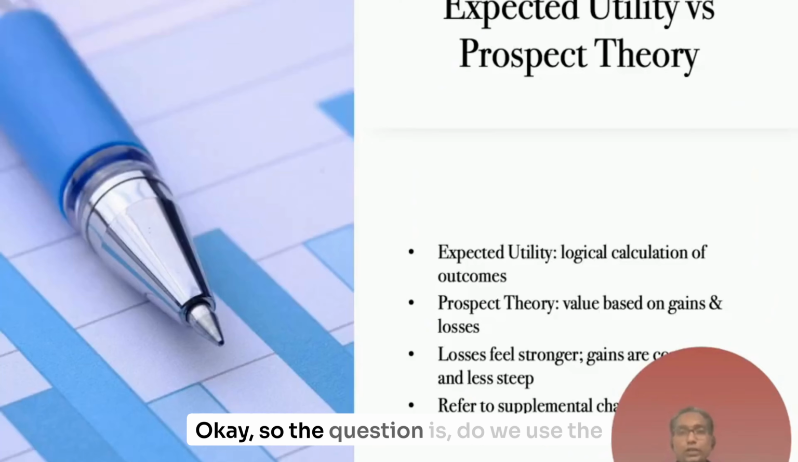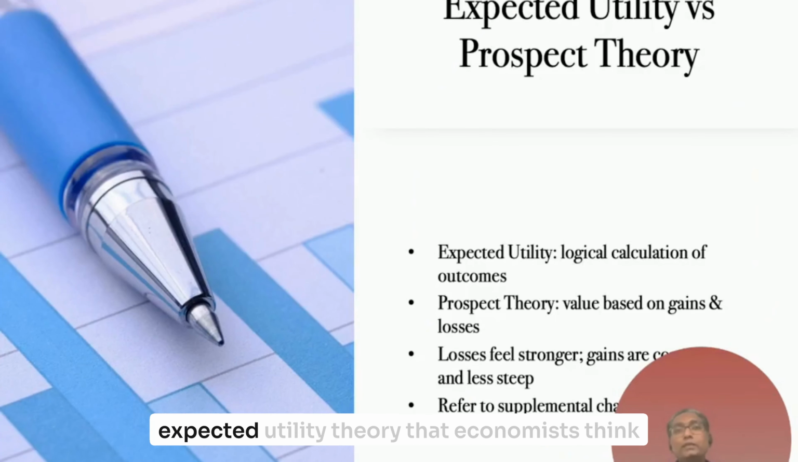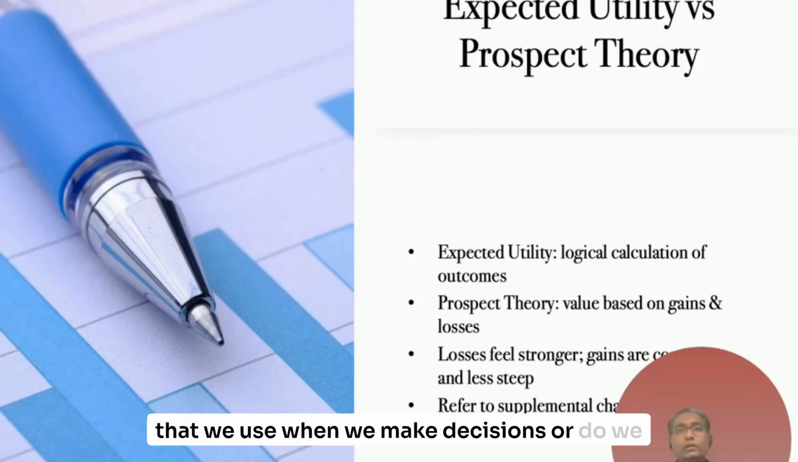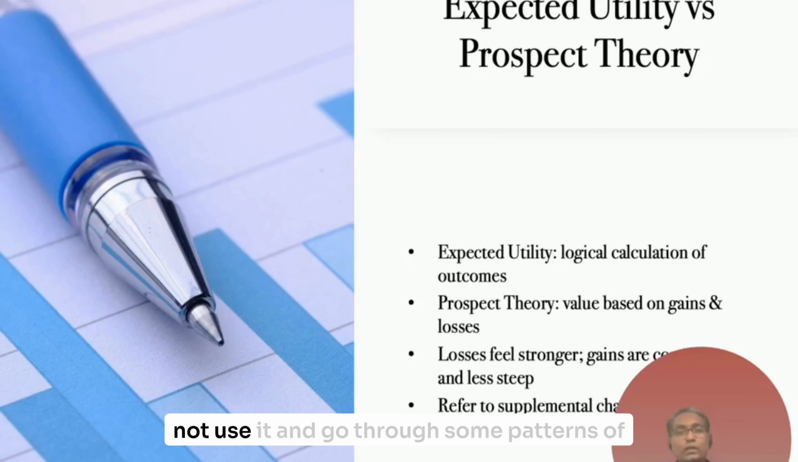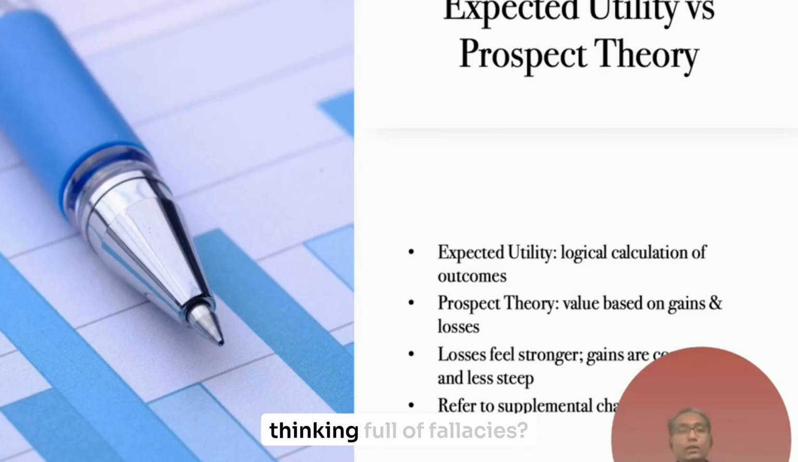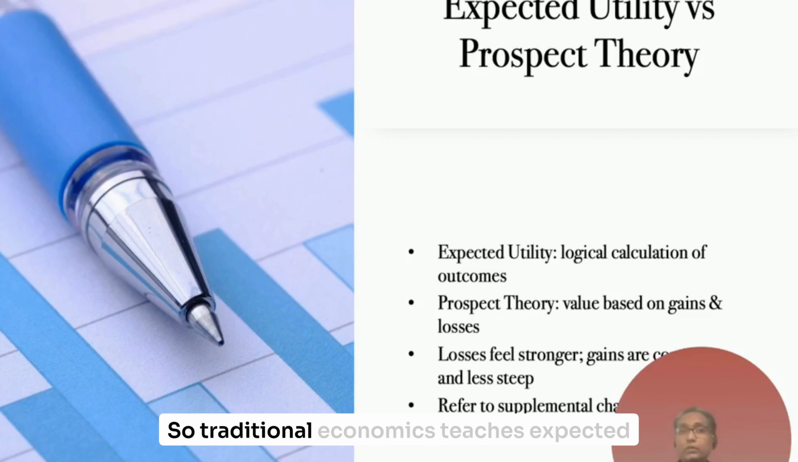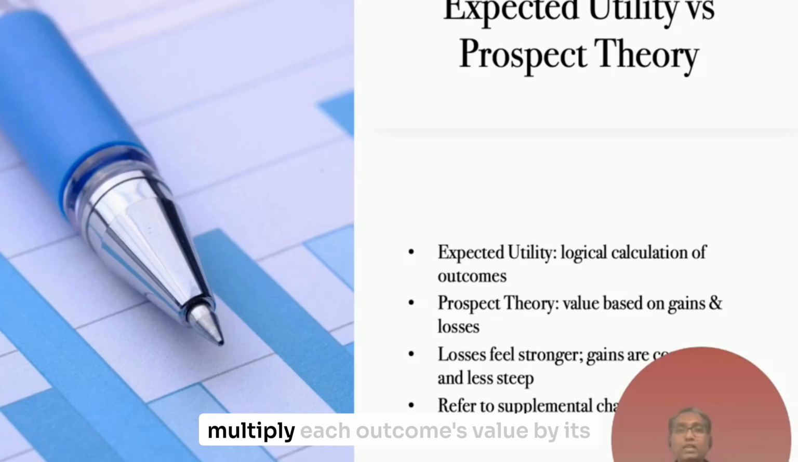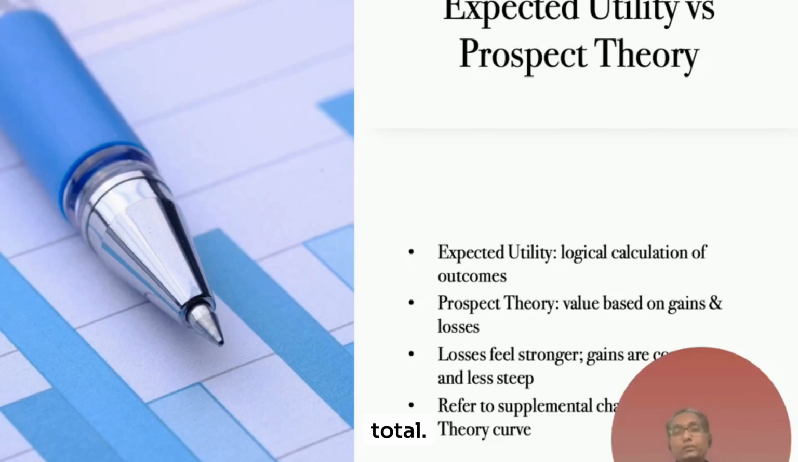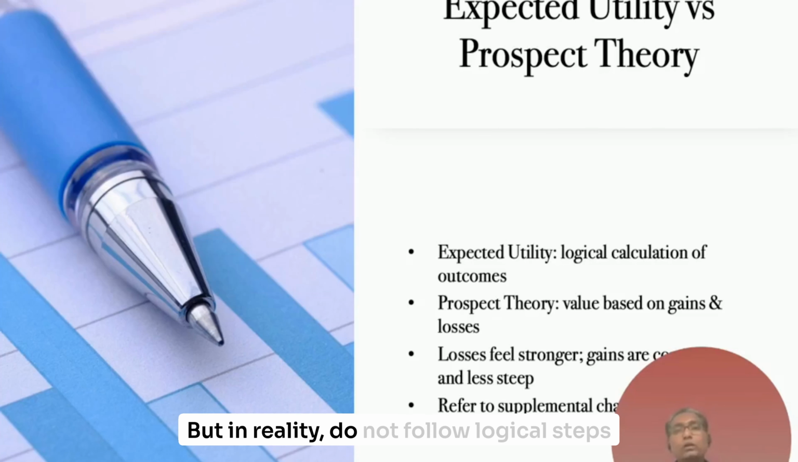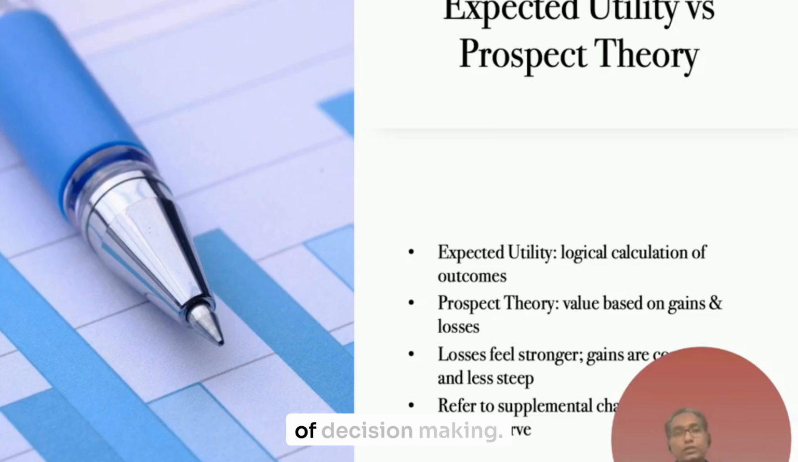Okay, so the question is, do we use the expected utility theory that economists think we use when we make decisions, or do we not use it and go through some patterns of thinking full of fallacies? That's what Kahneman and Tversky have proposed. They call it the prospect theory. Traditional economics teaches expected utility theory, where they think that people multiply each outcome's value by its probability, then sum to pick the highest total. But in reality, people do not follow logical steps of decision making.